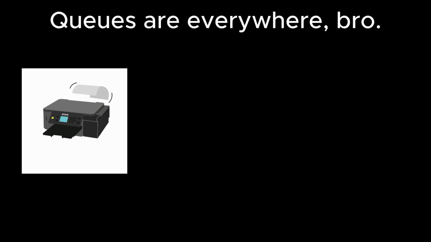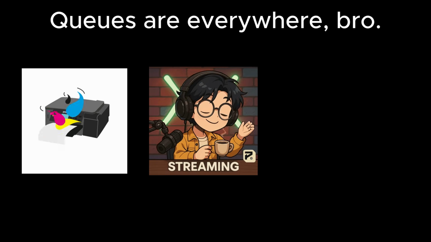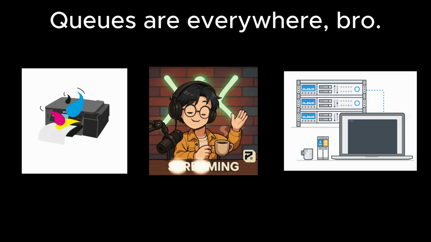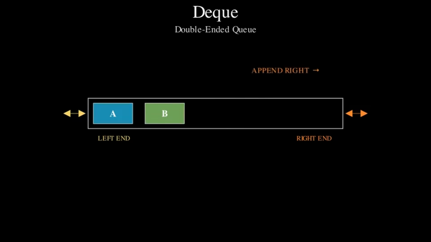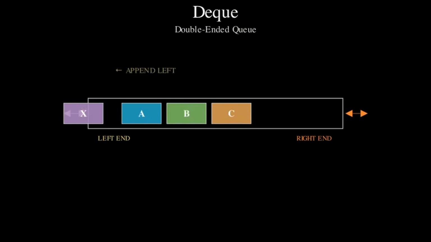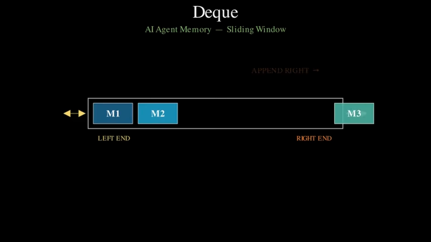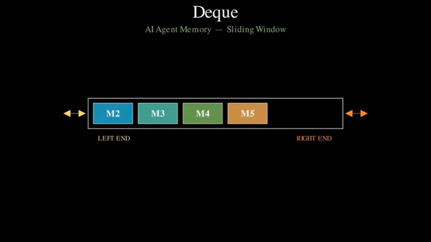Queues are everywhere in computing. Your printer processes documents in a queue, streaming services buffer video frames in a queue, and web servers handle incoming requests in a queue as well. By extension, there's also a beefed up version called the deque, which is a double-ended queue where you can add and remove from both ends. In machine learning, AI agents often store their recent experiences in deques, so that old memories fall off one end as new ones come in on the other.